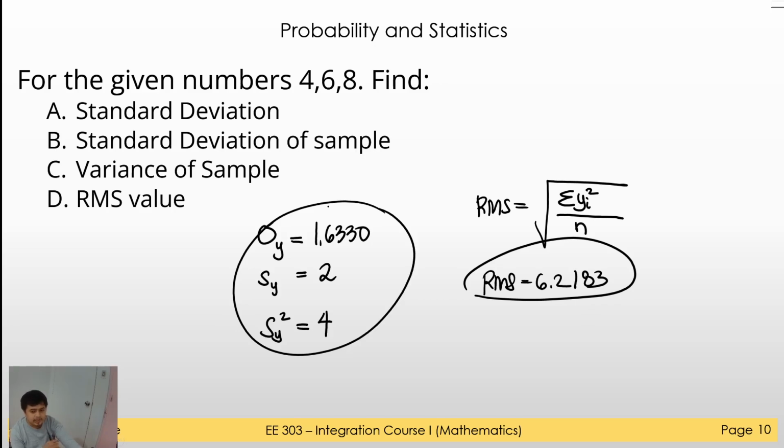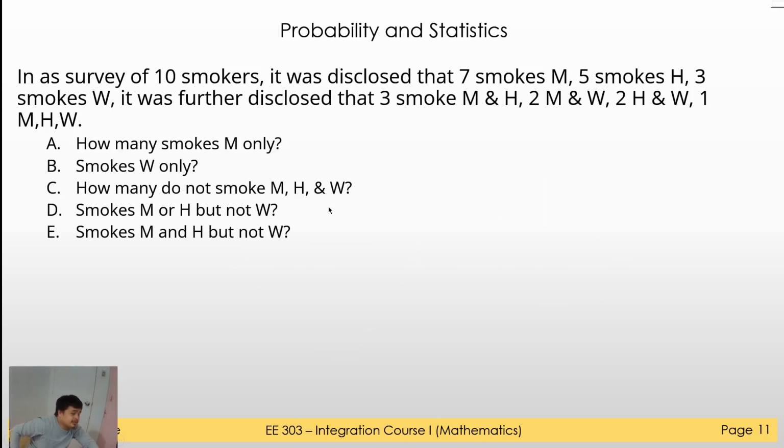Alright. And then for the last one, we have a survey of 10 smokers. It was disclosed that 7 smoke M and 5 smoke H. 3 smoke W. It was further disclosed that 3 smoke M and H, 2 M and W, 2 H and W, 1 M and H and W. So how many smoke M only, smoke W only? How many do not smoke any of these?